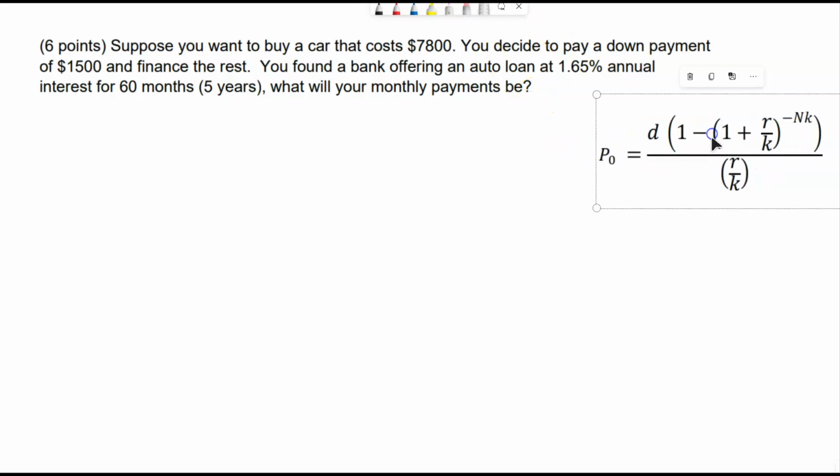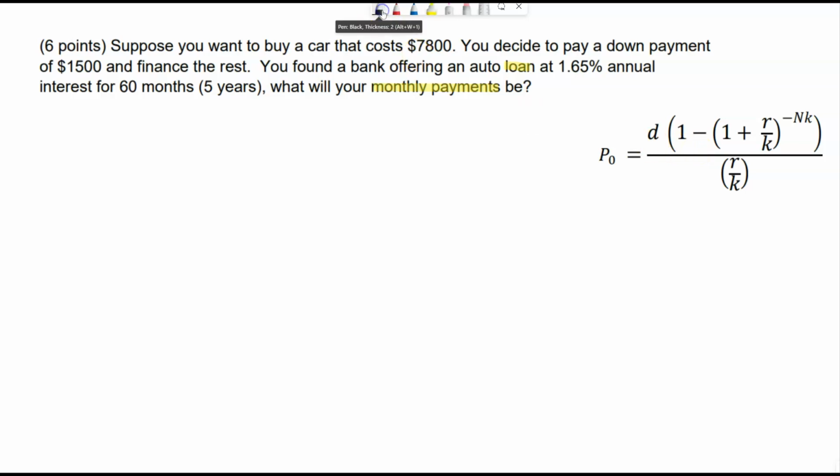Let's see, the highlights are loan basically, and monthly payment. That's enough for us to know that we're doing the monthly payment formula, and that's the one that I have here on the right.